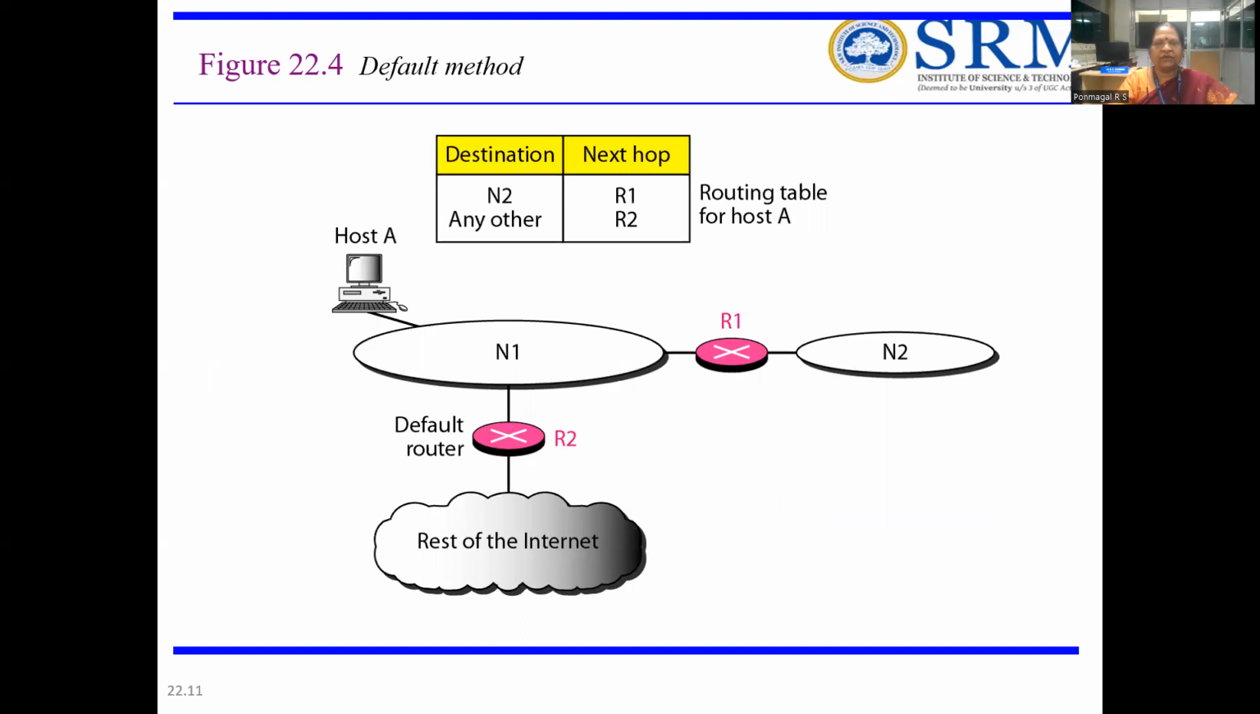The final one is the default method. For example, here we have 2 networks, N1 and N2, which are connected through a router R1, and the rest of the internet is connected through router R2, which is called the default router. In the default method, the routing table for host A will be: if the destination network is N2, next hop will be R1. If the destination is any other network in the rest of the internet, next hop is through the default router R2. So this is the default method.